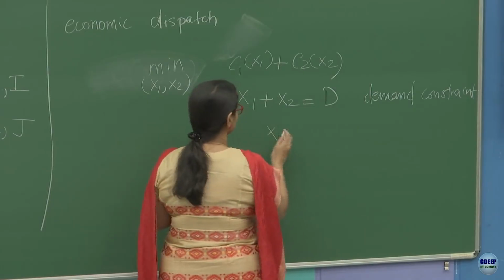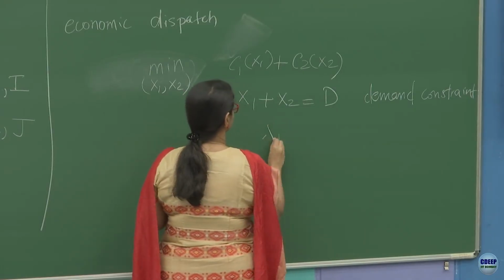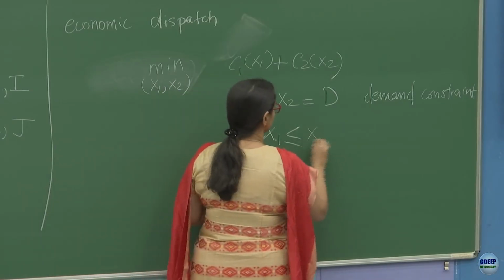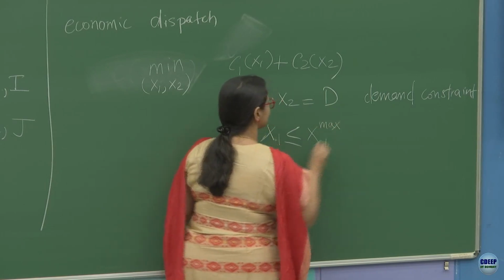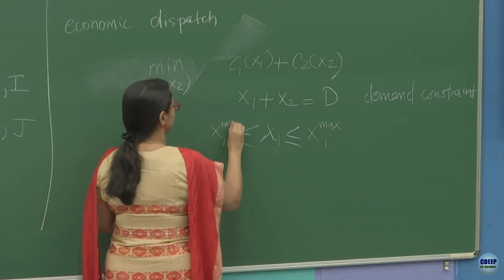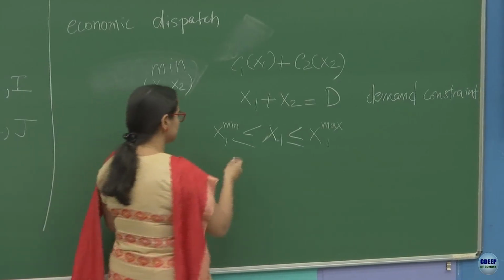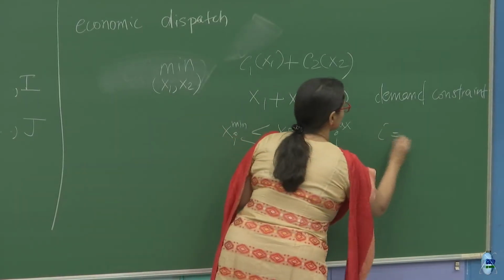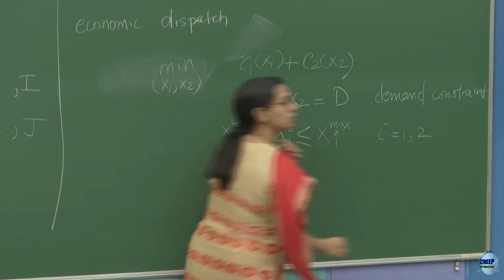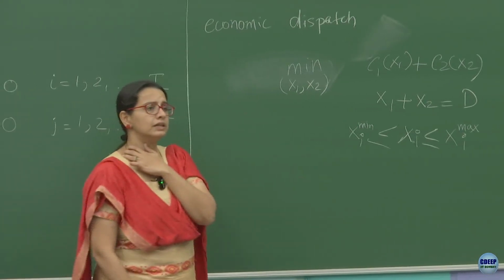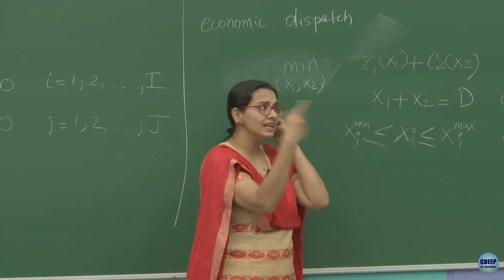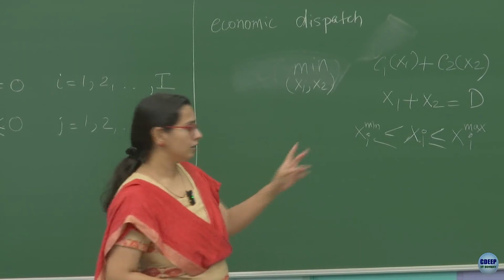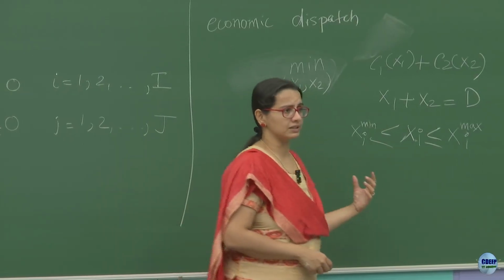So I want X1 to be within particular limits, X1 between some minimum and some maximum, correct? And in fact, I could even write it for Xi. This would hold for both generators, where i is equal to 1 and 2. All right? Make sense? So in total, how many inequality constraints do I actually have in this problem? 4: 2 upper limits, 2 lower limits, correct?